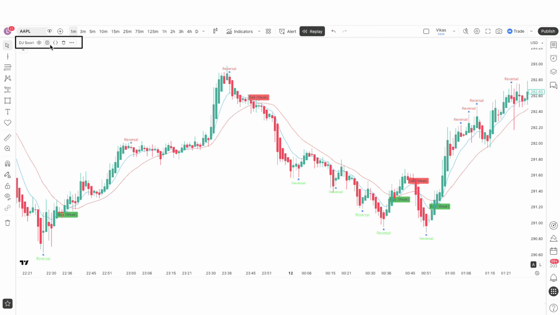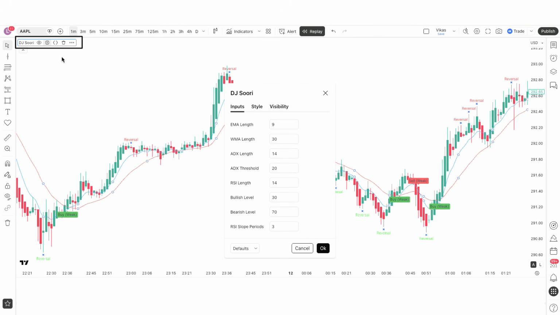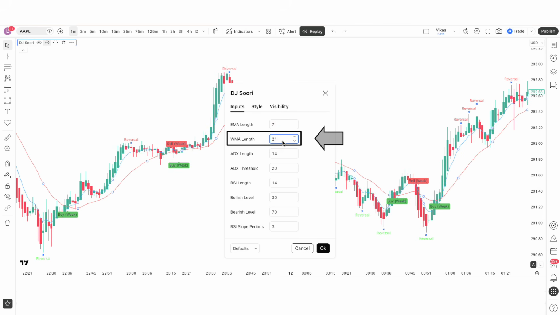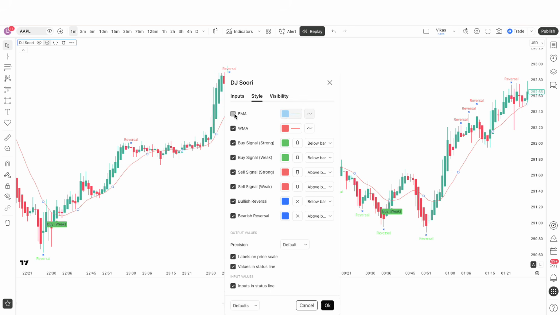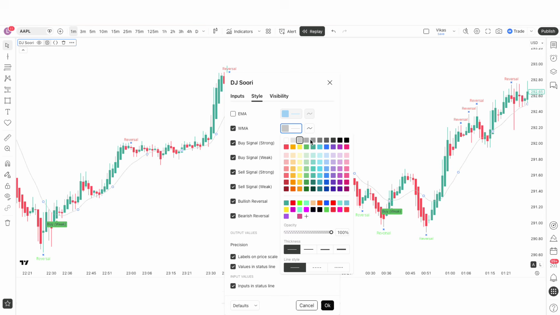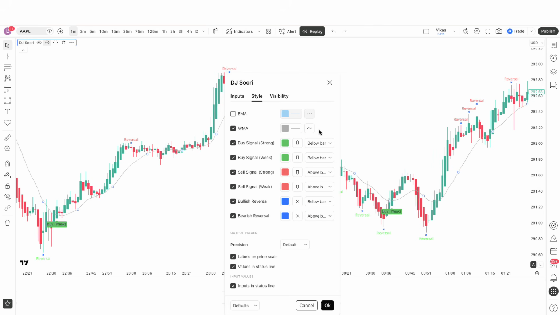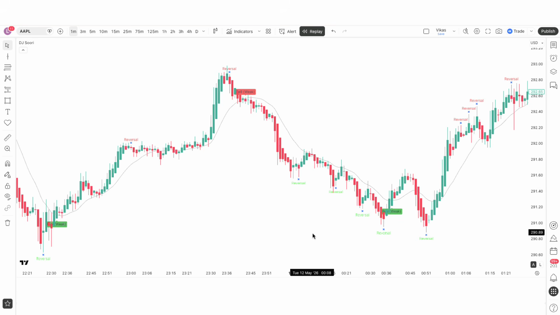Now the indicator settings change for perfect signals. First, change EMA length 9 to 7, then change WMA length 30 to 21, then change ADX length 14 to 3, then change ADX threshold 20 to 23. We have to keep these options hidden. Then change the WMA color from red to light black. Here everything is fine. After that, click OK. Now we'll add one more indicator to make this strategy more powerful.